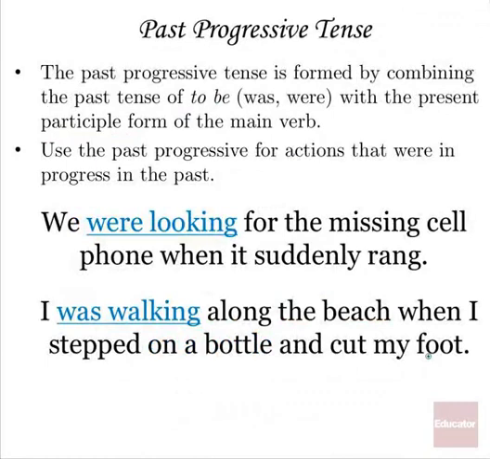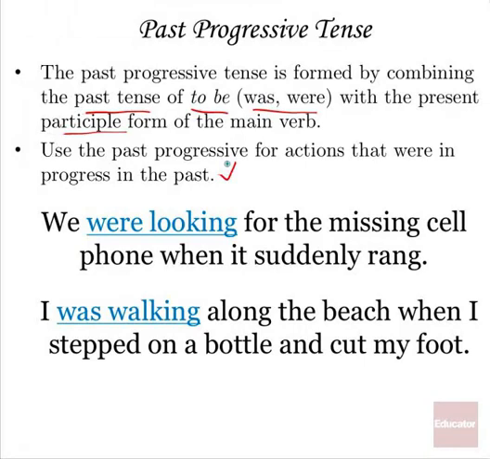All right, the past progressive tense. As the name suggests, the past progressive is used for actions that are ongoing as of some point in the past. You form it by combining the past tense of to be, was or were, as appropriate, with the present participle form of the main verb. And you use the past progressive for actions that were in progress in the past, ongoing at some past point. Usually this involves the word when.